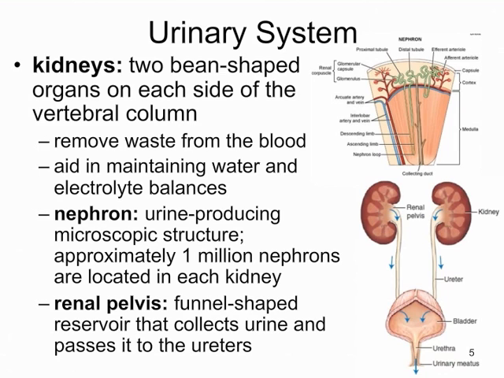Finally, here we have the renal pelvis, and the renal pelvis is kind of the funnel coming out of the kidney to the next portion of the urinary system. This is where the urine is going to collect, coming out of the kidneys heading towards the bladder.